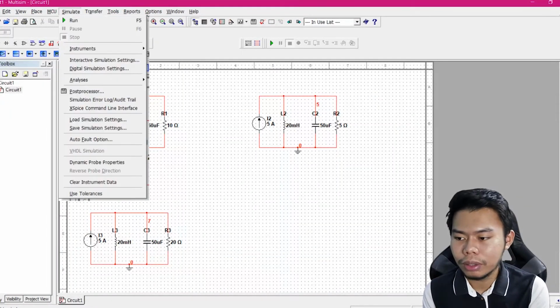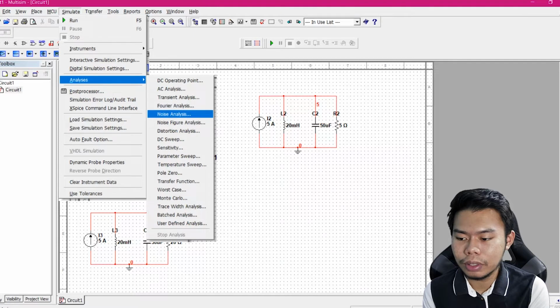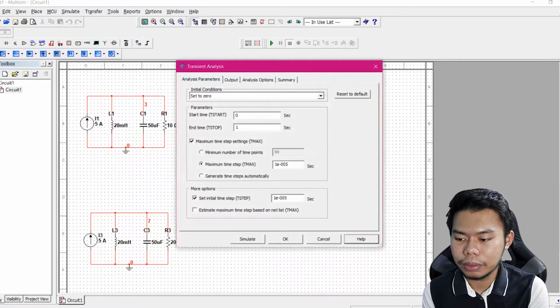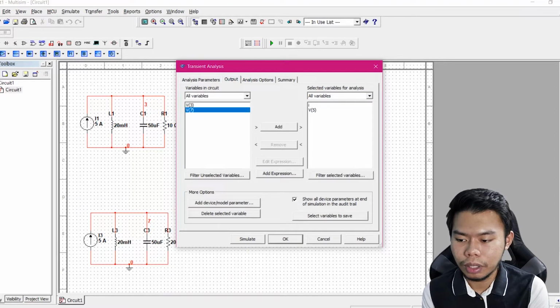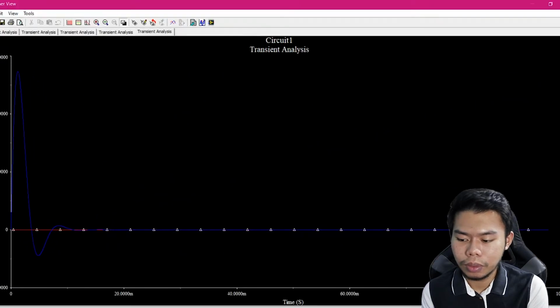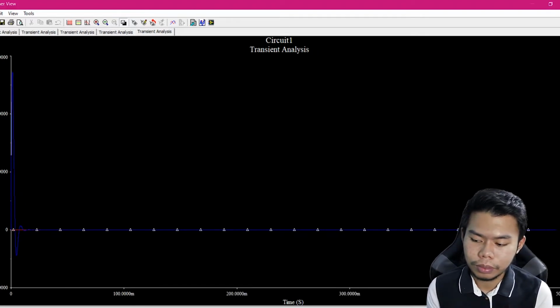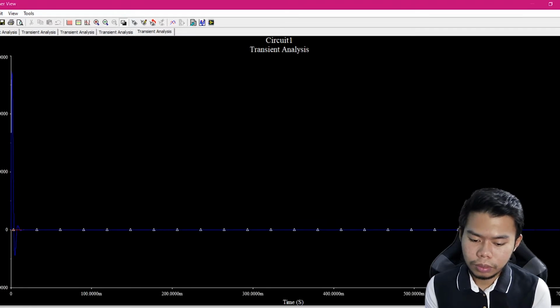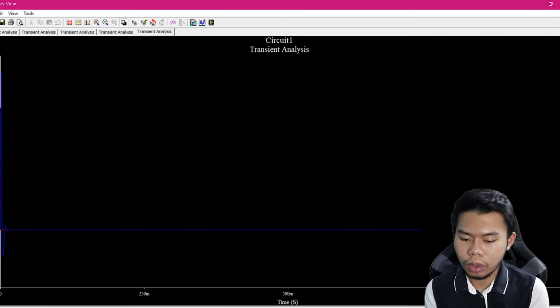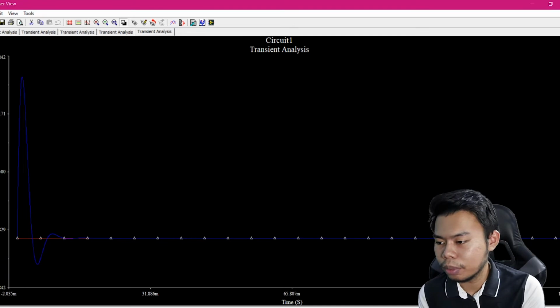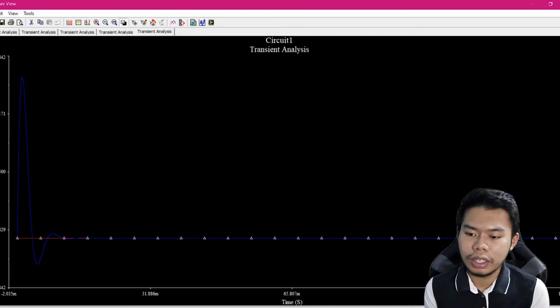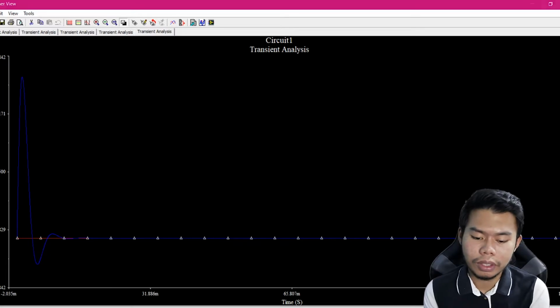Okay, we make a simulation for the last circuit, which is the under-damped circuit. In transient analysis output, we change to V7 and remove V5. Okay, simulate it. We wait until 1 second. Okay, the graph has already stopped and we zoom. We can see the under-damped graph for this circuit.